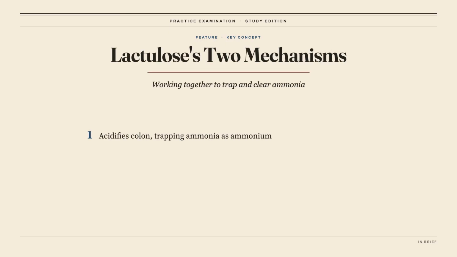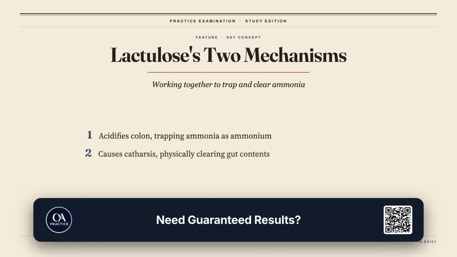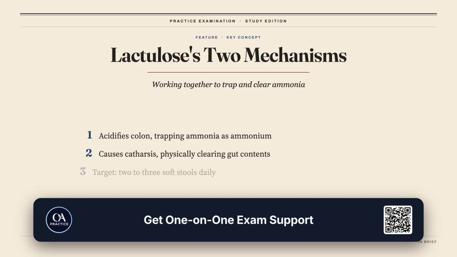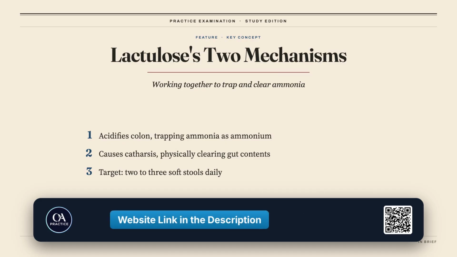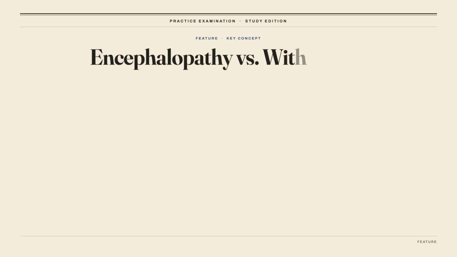Lactulose works 2 ways. It acidifies the colon so ammonia converts to ammonium and gets trapped and excreted, and it causes catharsis, physically flushing ammonia-generating contents from the gut. The target is 2 to 3 soft stools daily, titrated carefully since too much causes dehydration.